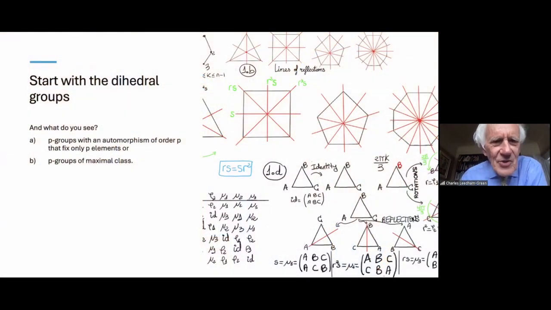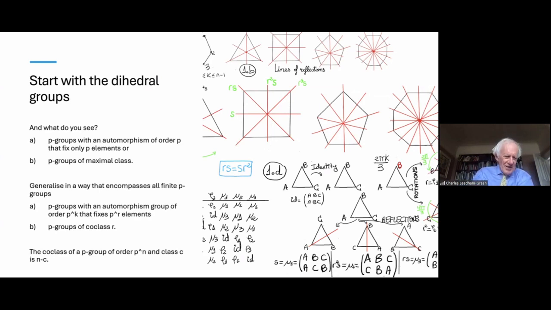Now, let's see. I think if you're going to try to make some serious contribution to the theory of p-groups, really all you have to do is to think about the dihedral groups of order 2 to the n and think about them rather carefully. So what do you see with a dihedral group of order 2 to the n? Well, you might see it as an example of a p-group with an automorphism of order p that has only p fixed points. Or you might see it as a p-group of maximal class. And either of these will, of course, generalize in a way which covers all finite p-groups.